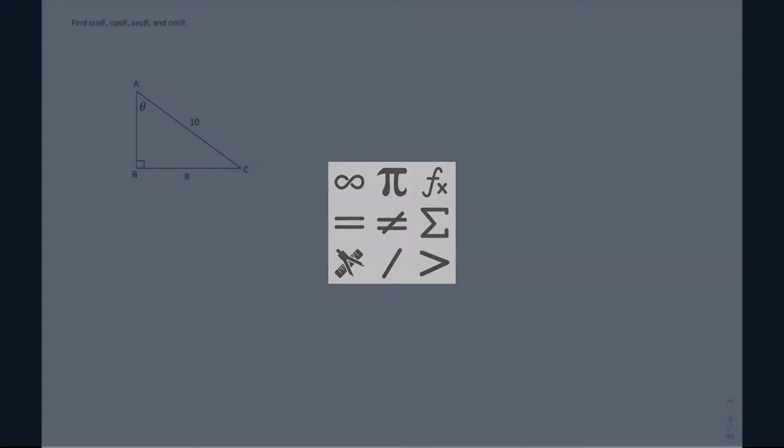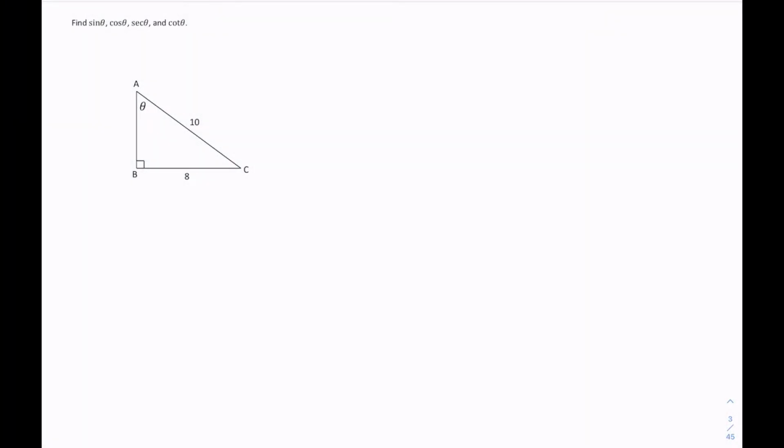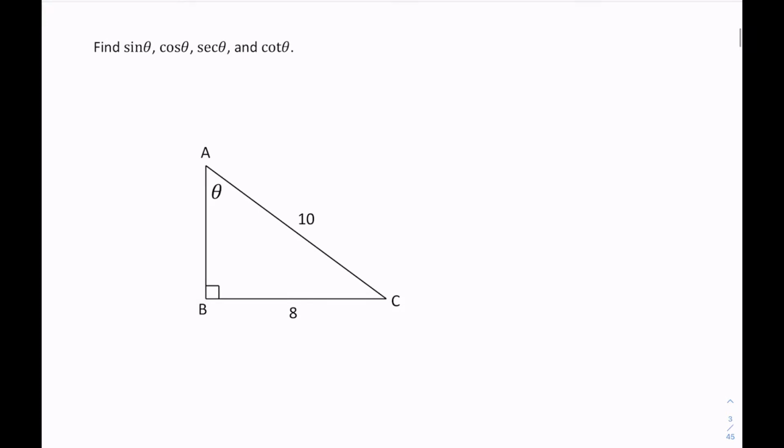In this question here, we're given a right angle triangle and we want to determine 4 trig ratios, 2 of them which are familiar and the other 2 which are inverse. Let's take a look. So here's our triangle.